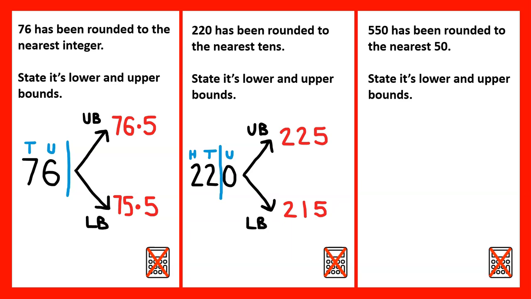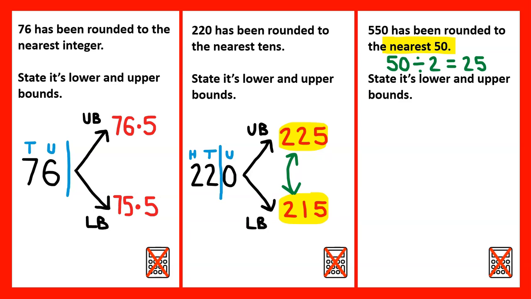550 has been rounded to the nearest 50. This type of question is slightly different. It is more uncommon and not frequently asked in exams, but could technically still come up. Rounding to the nearest 50 doesn't appear in our place value grid, so using the rounding line to put a 5 afterwards won't work. An alternative method is to take the number that you've rounded to, which is 50, and half this to give us 25.